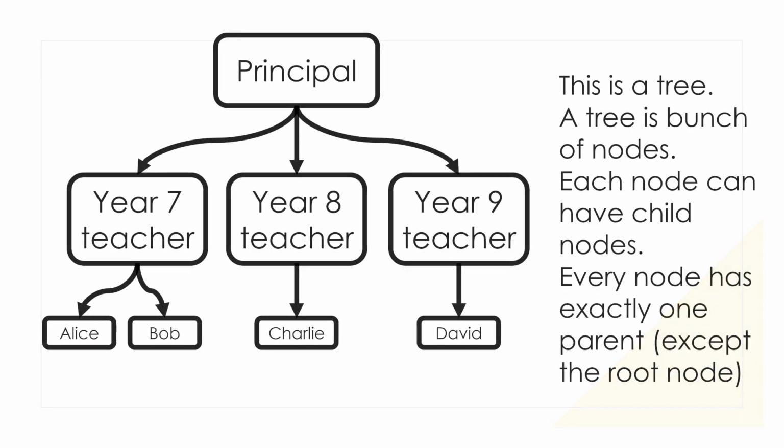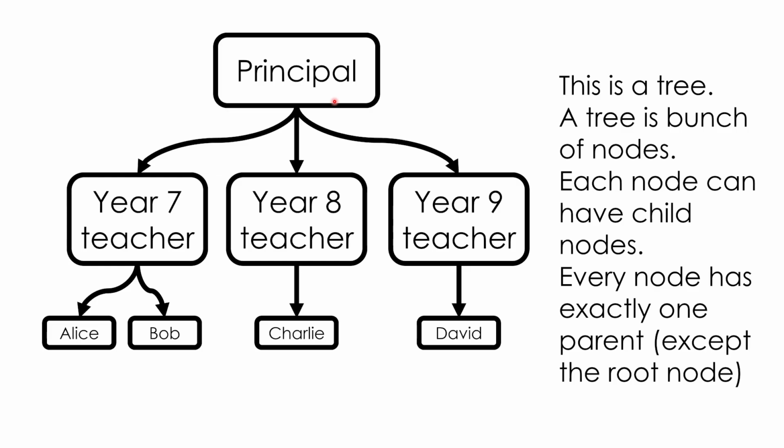or a graph. This is a tree, and a tree is a bunch of nodes where each node can have child nodes. For example, this node here, principal, has 3 child nodes, 1, 2, 3. And this node, Year 7 teacher, has 2 child nodes, Alice and Bob. Every node has exactly one parent. For example, the node Bob has one parent being the teacher, Year 7 teacher. Year 7 teacher has one parent, node being the principal. Of course, the root node, the node at the very top, doesn't have any parents because it's at the top.